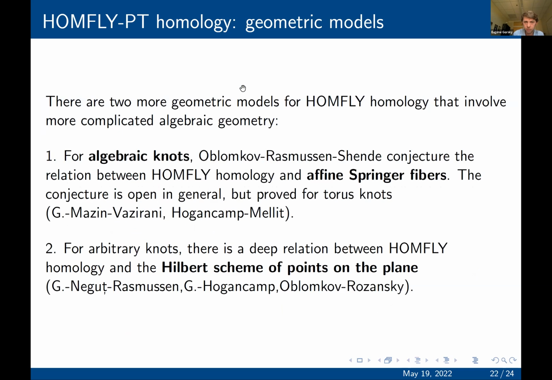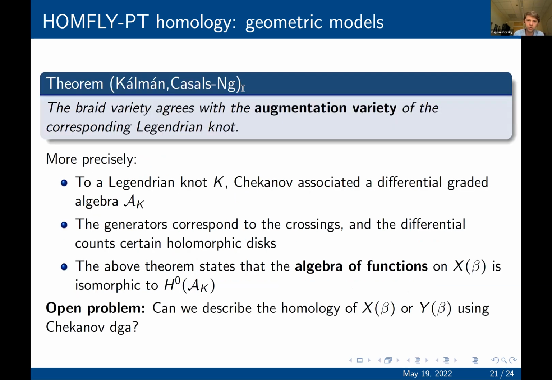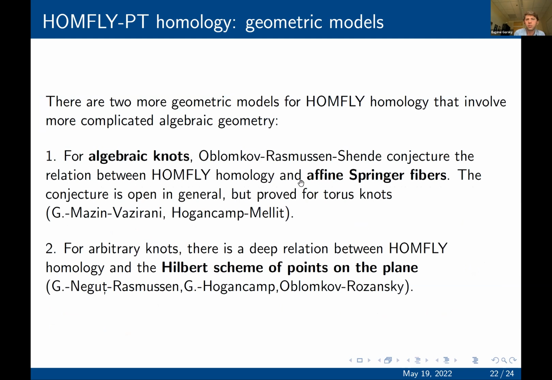And I think really briefly, I want to just read this slide and say that there are more geometric models. This is kind of the one which is easiest to explain. There are two more geometric models that lots of people worked on. If your knot is algebraic, so it's a link of a plane curve singularity in C2, there's a beautiful conjecture of Oblomkov, Rasmussen, and Shende, which gives yet another model for HOMFLY homology in terms of so-called affine Springer fibers. I'm not defining anything. For torus knots, you can actually compute the homology directly here.